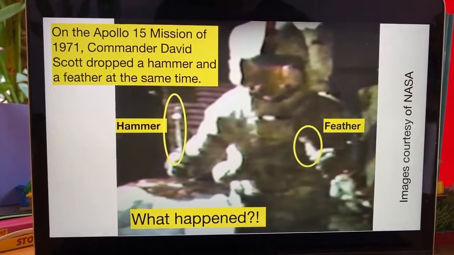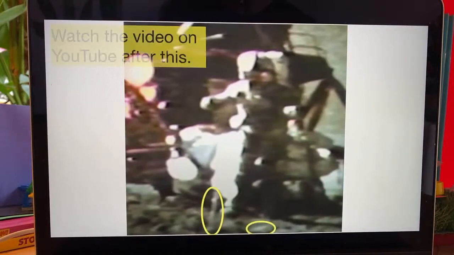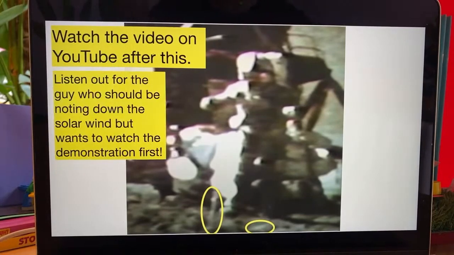So yeah, what happened? Well, exactly what I just told you happens. There's the feather. He's dropped them now. It's much clearer, obviously, on the video. But you can see that they're falling at the same time, and they do indeed land on the ground at the same time. I was watching this video to get the link and set it up for you guys, and you have to watch it because there's this beautiful bit at the very beginning where the people chatting in the background, one of them says, have you noted down the solar wind yet? And his mate says, oh, no, I'll do it in a minute. I just want to watch this.